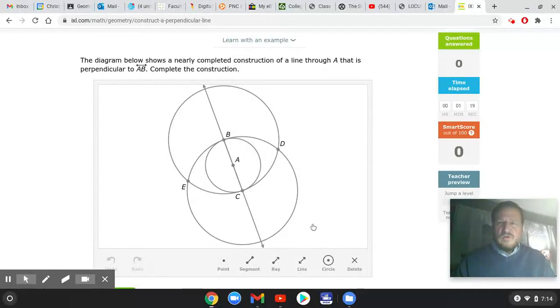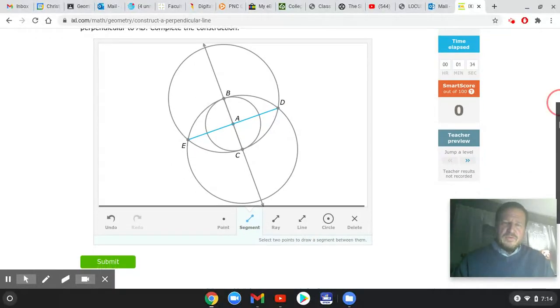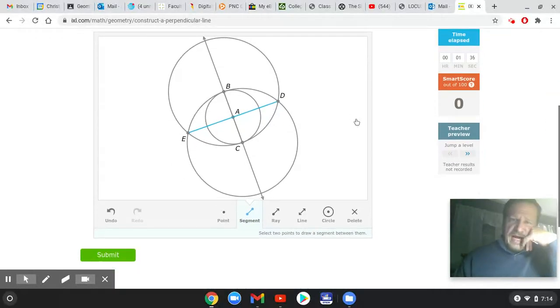What I would do is go ahead and just hit segment, right? And you would take the E point and connect it to A, and I think it also hits D, so that's going to be your perpendicular line. So you see why that's perpendicular? When you look at this line, you're going to see right angles here. And that's why it's perpendicular. So we're in good shape there, okay?